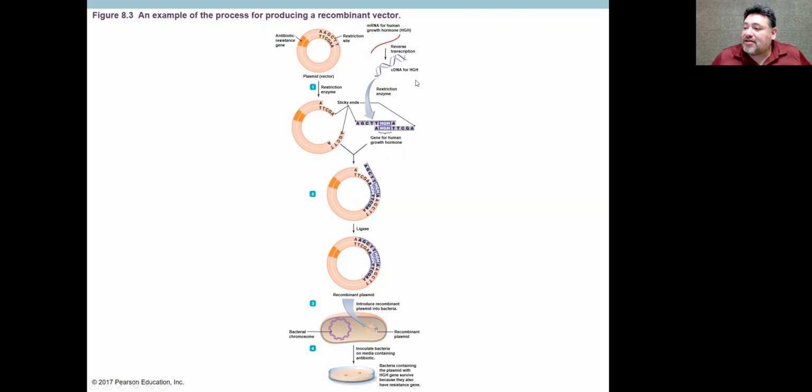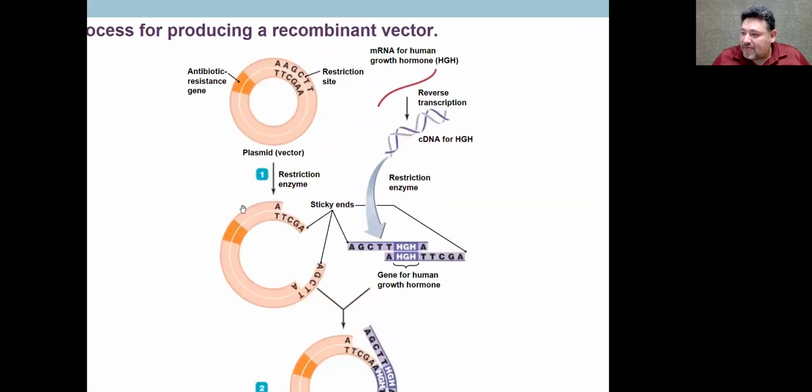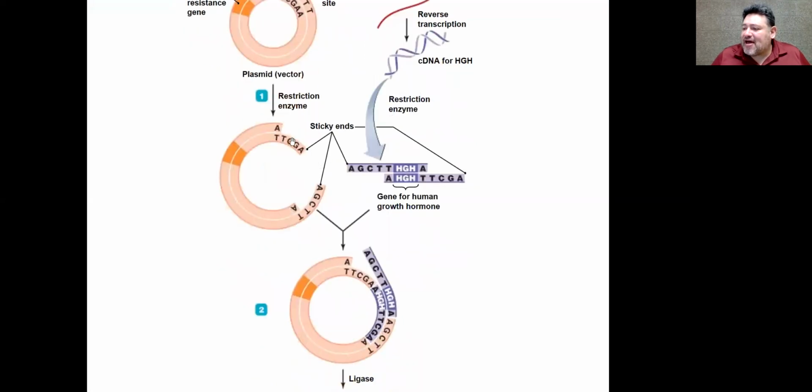We've actually already talked about this. So here we have a plasmid, okay? And we have DNA. That DNA, forgive me, I just lied to you. We have messenger RNA, and we use reverse transcriptase on that post-transcriptionally modified messenger RNA to make the complementary DNA here. Then that complementary DNA and the plasmid are both restricted with the same restriction enzyme. This guarantees that they both have the same sticky ends, okay?